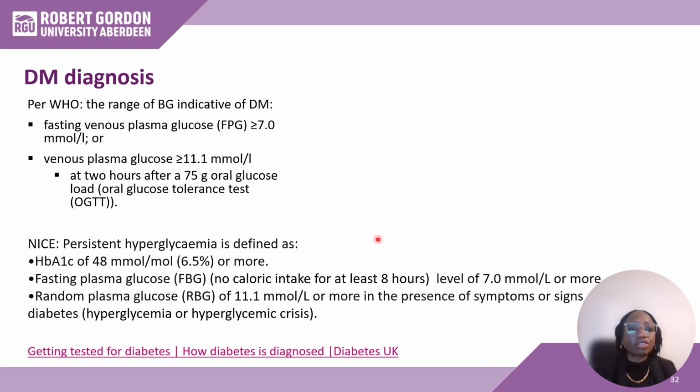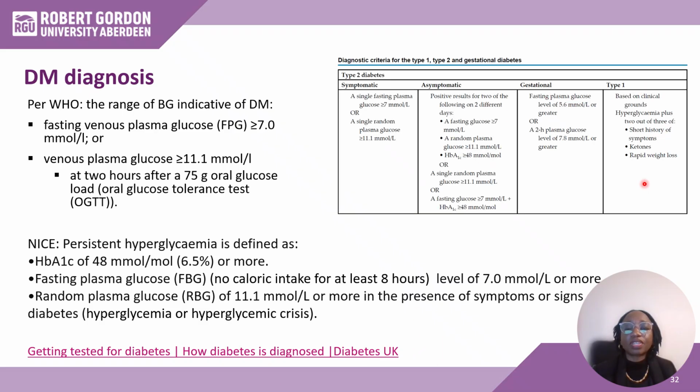So again, I'll just include it here, when it comes to our diagnosis of diabetes, both type 1 and type 2, but in this case type 1 diabetes, this will be the criterion that we'll use. And I've listed this here again just to emphasize the point. Based on clinical grounds, you have hyperglycemia plus 2 out of these 3: short history of symptoms, ketones, and rapid weight loss. Very important.